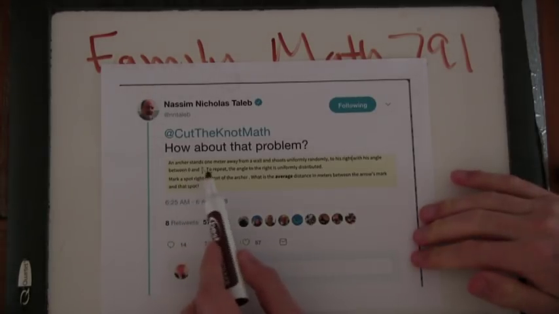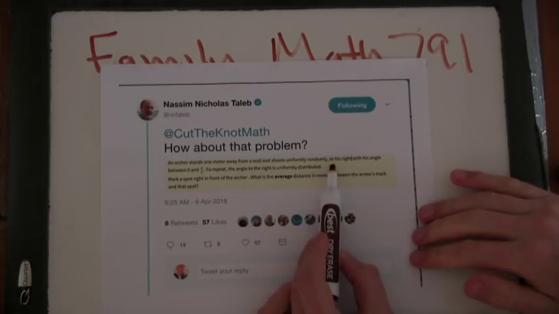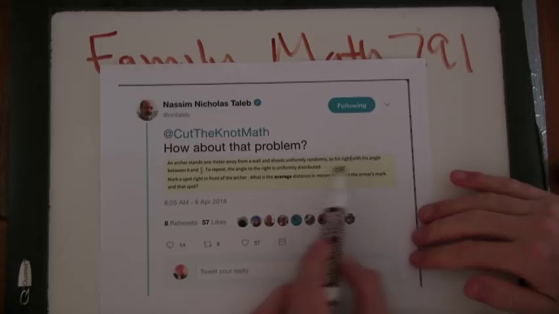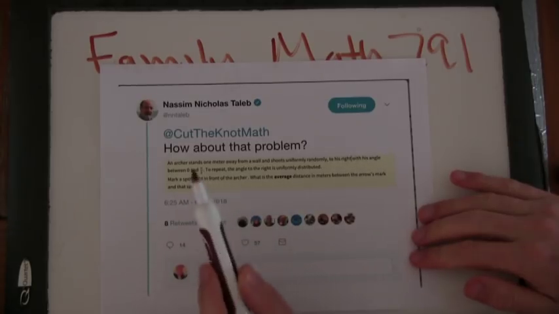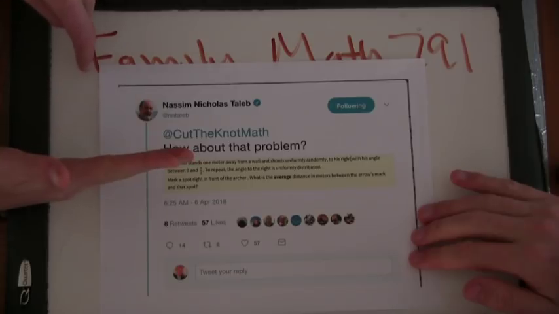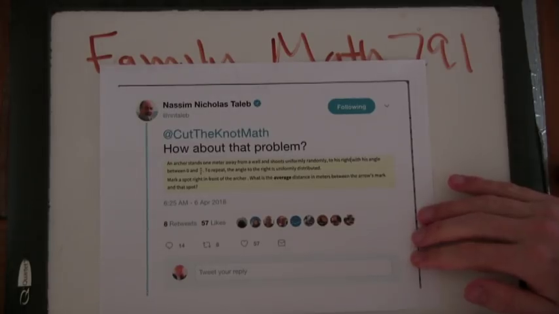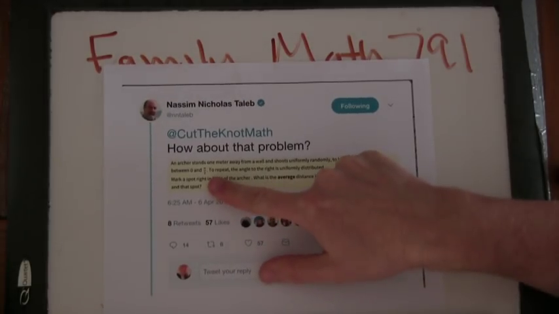An archer stands 1 meter away from a wall and shoots uniformly randomly to his right with his angle between 0 and pi over 2. Now you know what that means. What does that mean? So it means that he's standing, if there's a wall, he's standing here and he's shooting at the wall or parallel to the wall. Kind of 0 to 90 degrees. There's a different way to measure angles using radians. But pi over 2 is just 90 degrees.